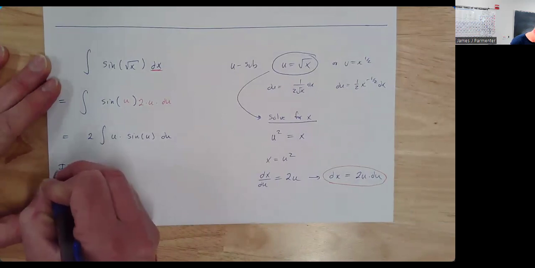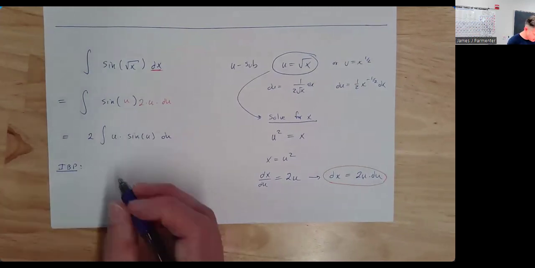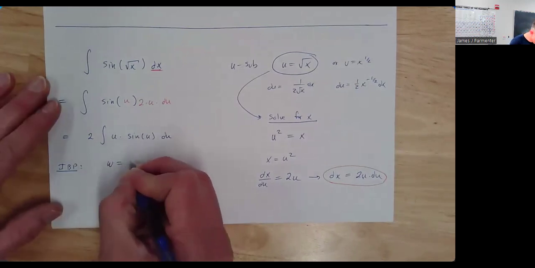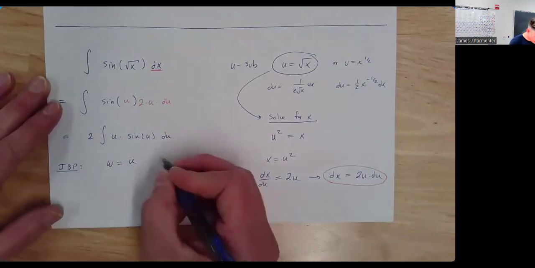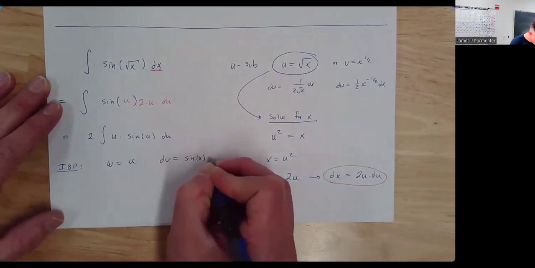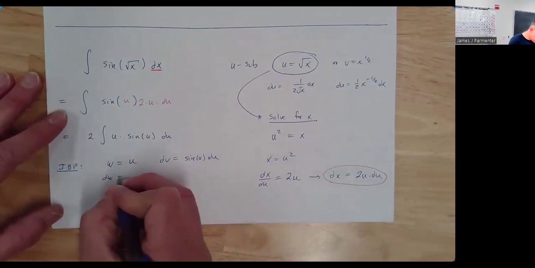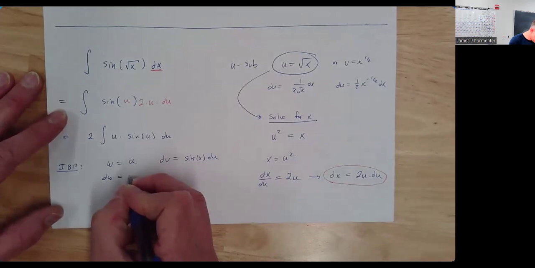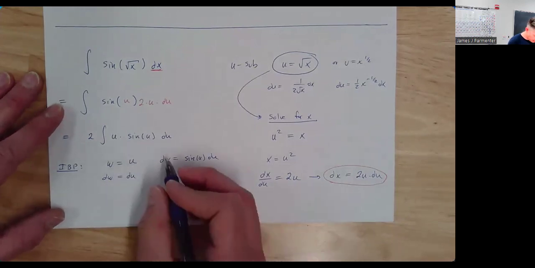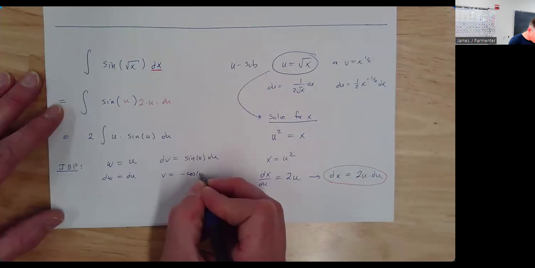Do I have enough room? Maybe. So I'm going to let w stand in for u. So w is going to be the algebraic thing, so w is going to equal u. And my dv is going to be sine of u du. My dw is going to be the derivative of u, which is just 1 du. And my v is going to be the antiderivative of sine of u, which is negative cosine of u.